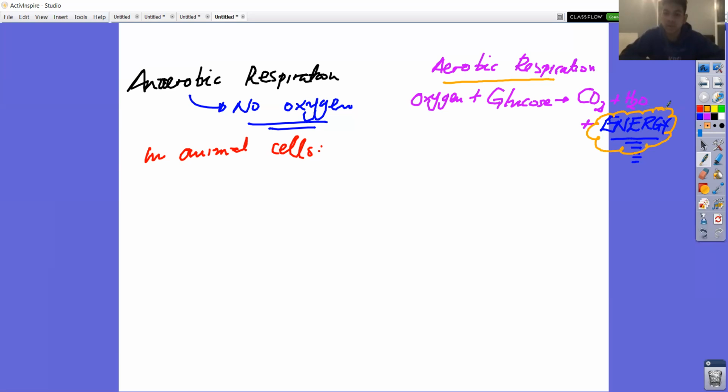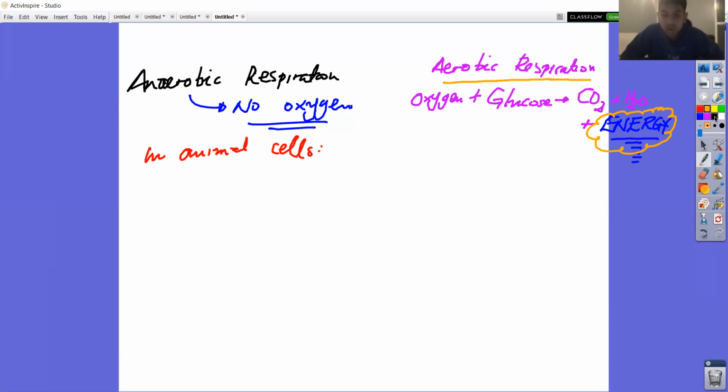Wait, so when you're writing it as a chemical equation, would you not have to write energy? Yeah, because there's no chemical formula for it. But if you're writing a word equation, include energy, because that is the sole purpose of respiration. It is to provide the organism with energy.